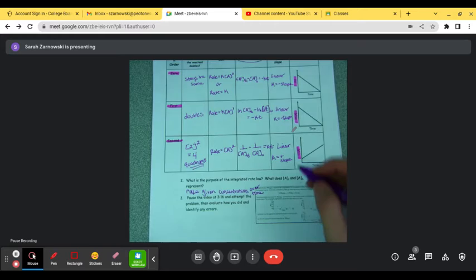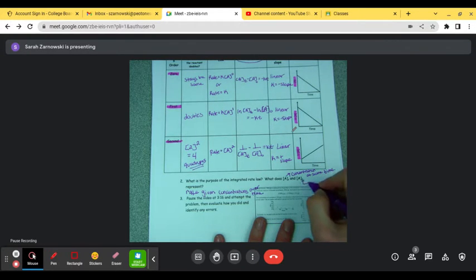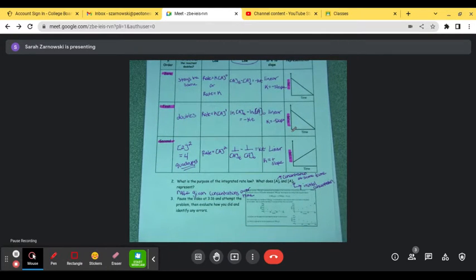[A] at t, that's just the concentration at some time, whatever that t is. And then this little 0 means initial, so it's the initial concentration. Initial concentration.